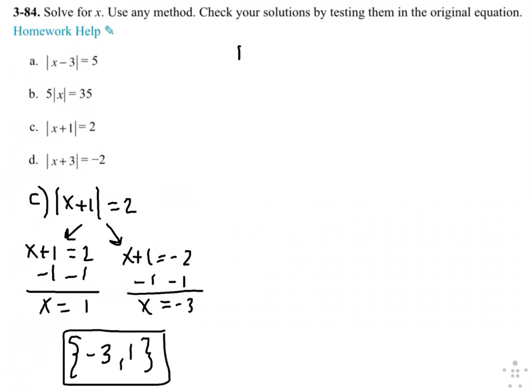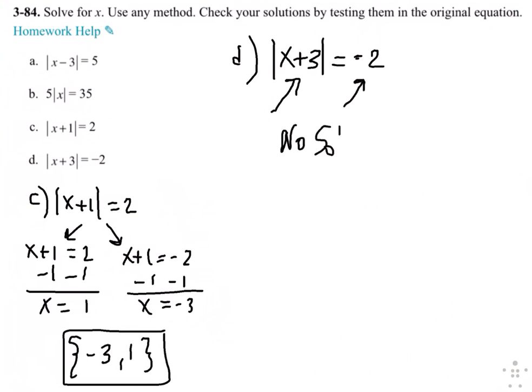And the last one, D, absolute value of x plus 3 equals negative 2. We just stop right here because the absolute value of a number has to be positive. It's a distance, and a distance can't be negative. So no matter what is inside the absolute value, you cannot get a negative number. So there's no solution to this. No matter what you put in there, you're never going to get a negative 2. So there's no solution for D.